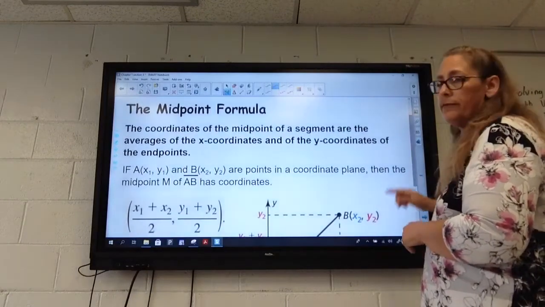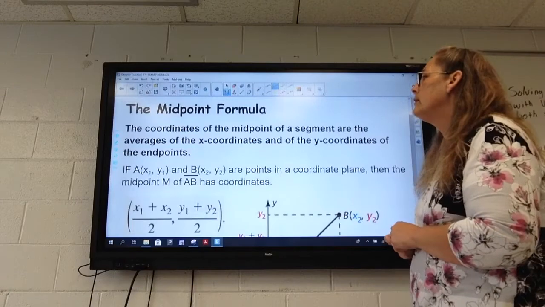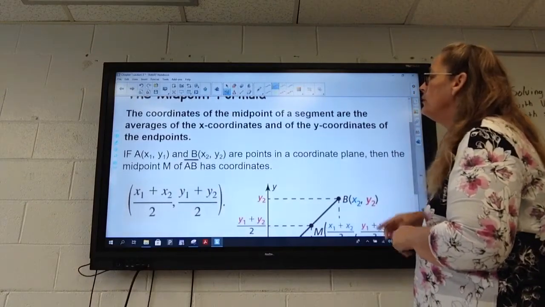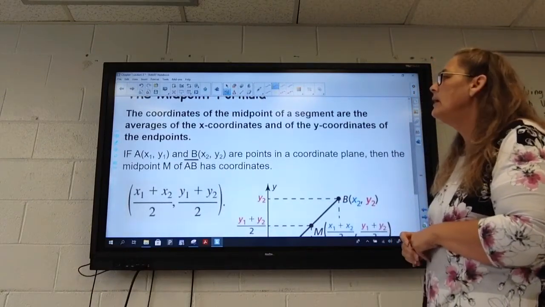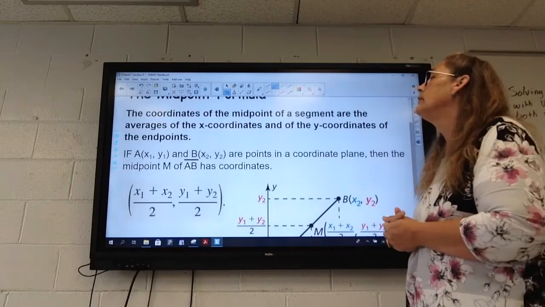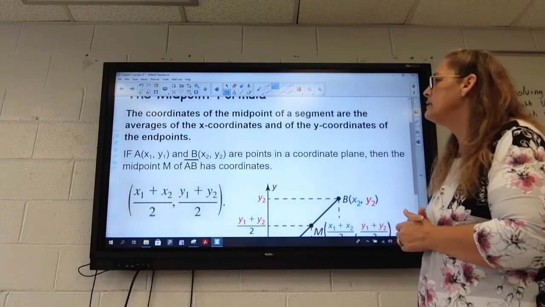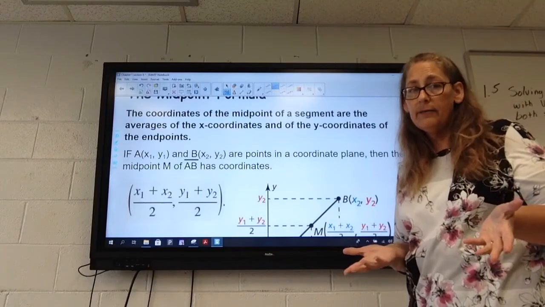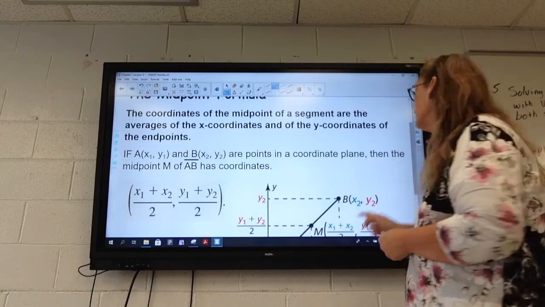Let's look at the midpoint formula. The coordinates of the midpoint of a segment are the averages of the x-coordinates and of the y-coordinates of the endpoints. Add them, divide by how many there are. That's how you find an average.